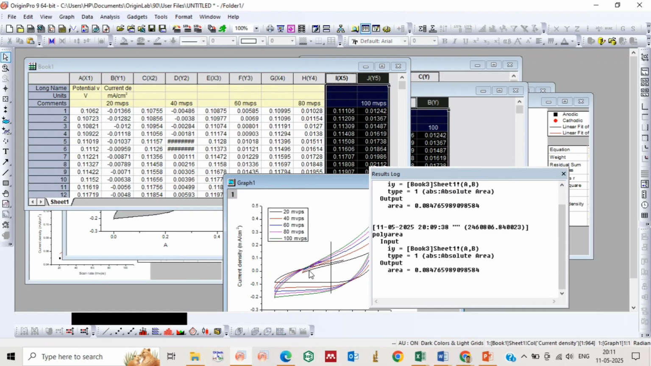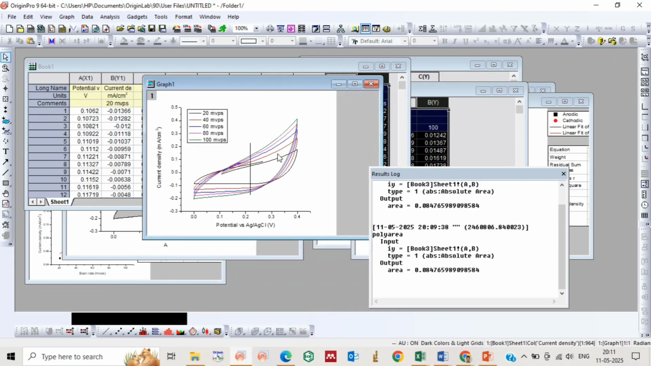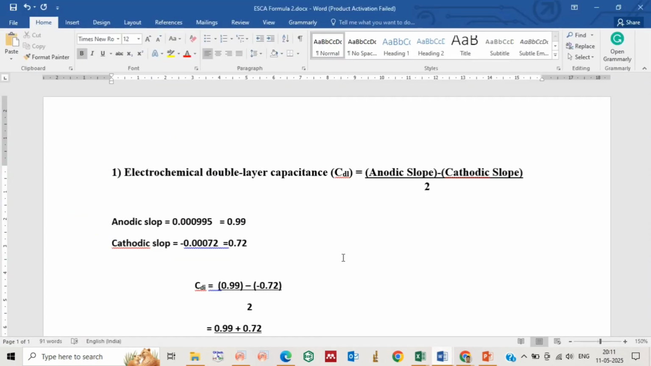So in this way you can calculate all these four entities from the single graph of CV.